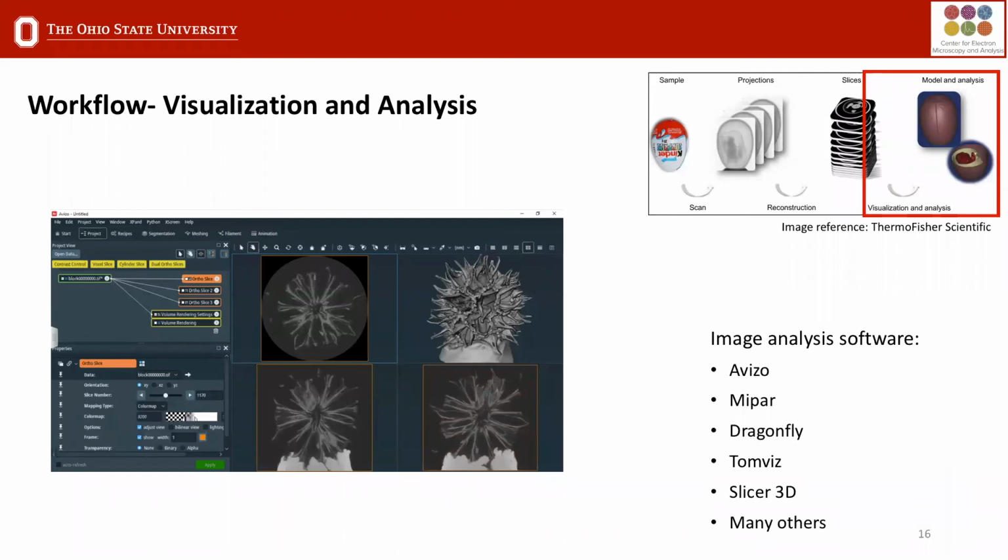Then you can take your reconstructed slices and visualize and analyze them in an image analysis program. This image shows the data loaded into AVIZO. You can see the X, Y, and Z central slices in 2D, and you can also see a volume rendering of the data in the top right-hand corner. CMAS users can also get access to our virtual machines to analyze their data. We currently have both AVIZO and MyPaR installed on that virtual machine. There are also other image analysis softwares available like Dragonfly, TomViz, and Slicer 3D, and there's also many more available.